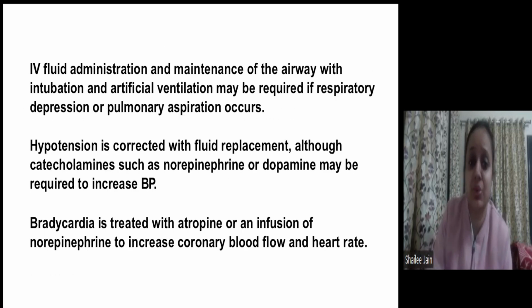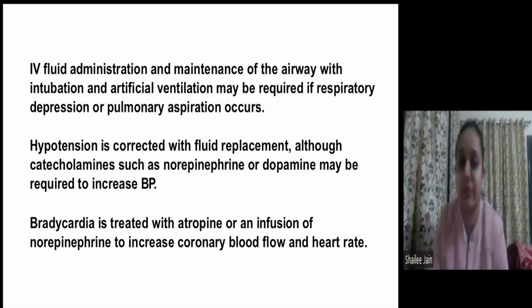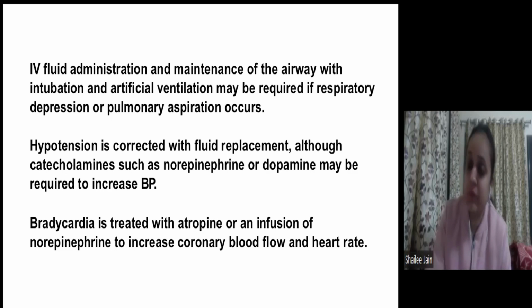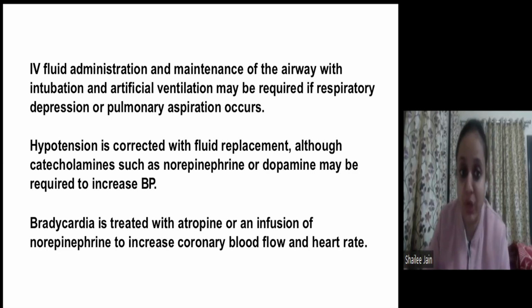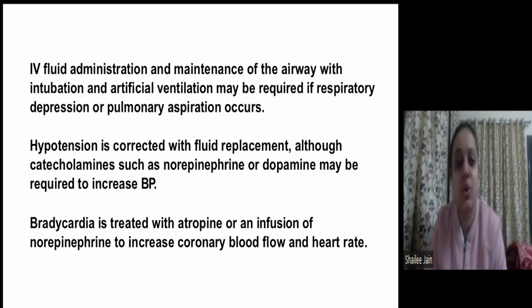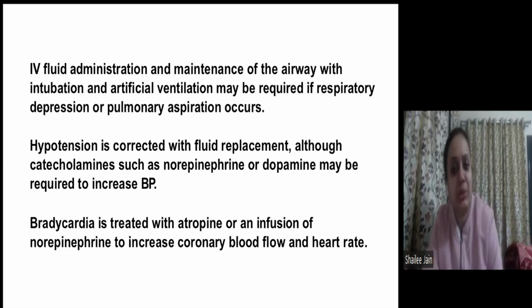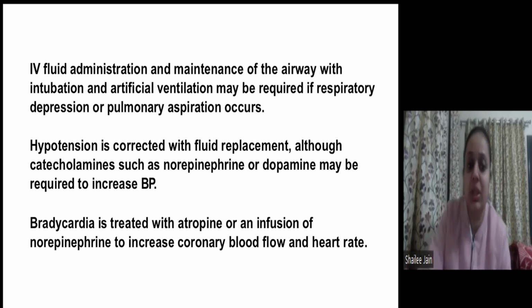With the basic ABCD approach, if the patient is comatose, if he is in respiratory depression or pulmonary aspiration, we have to take care of the airway and breathing. So we have to think of early intubation with artificial ventilation. This also affects the blood pressure. It can cause bradycardia as well in severe overdoses. So we have to take care of the blood pressure. How do we correct blood pressure? With IV fluids or with catecholamines like norepinephrine or dopamine. Bradycardia is treated with atropine or an infusion of norepinephrine to increase coronary blood flow and heart rate.